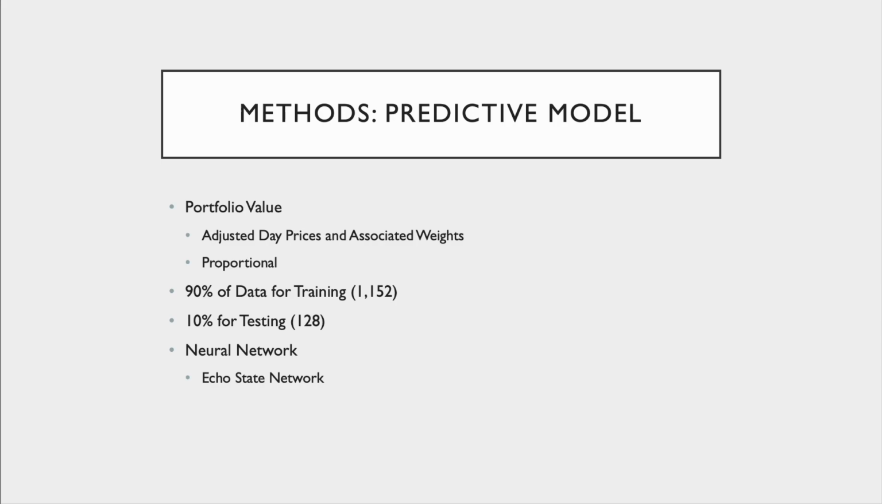Keep in mind that this is a proportional view of how much each stock in the portfolio will return based on the weights, combined into one value for each day. We used 90% of our data for training, which was 1,152 values, and 10% for testing, which was 128. We chose to use a neural network as our predictive model because this could account for the chaotic nature of the market. And specifically, we selected an echo state network to do this.